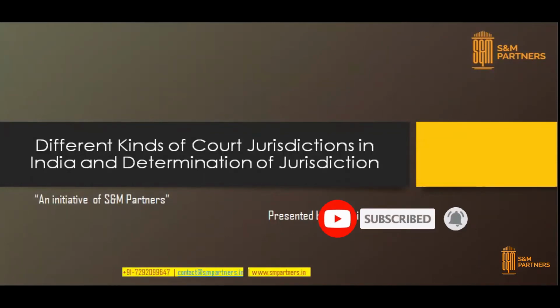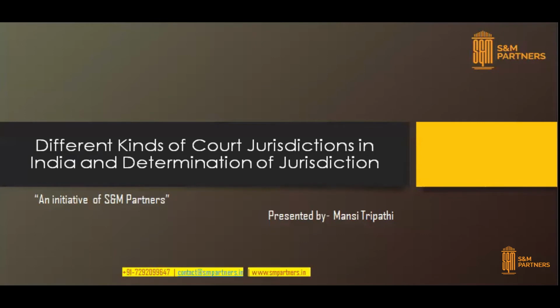Different types of court jurisdictions in India. There are mainly 5 types of jurisdiction of courts in India, which are as follows. First is subject matter jurisdiction. It is the authority vested in the court of law to try and hear cases of a particular type and pertaining to a particular subject matter. For example, the National Green Tribunal has jurisdiction over all civil cases involving a substantial question relating to environment.